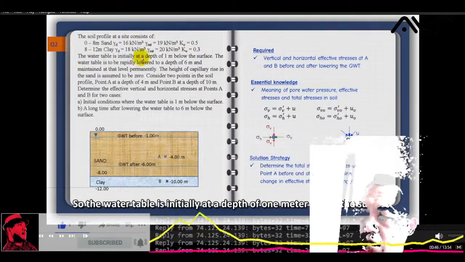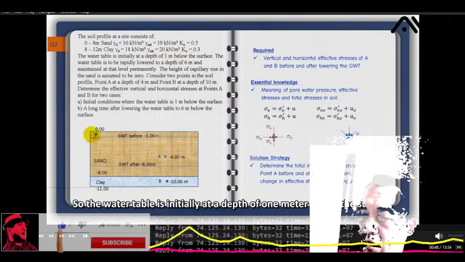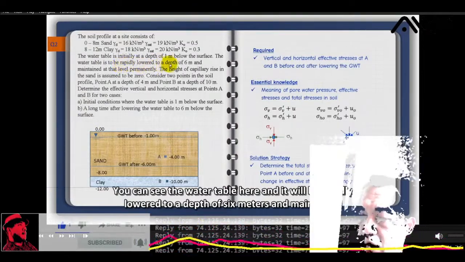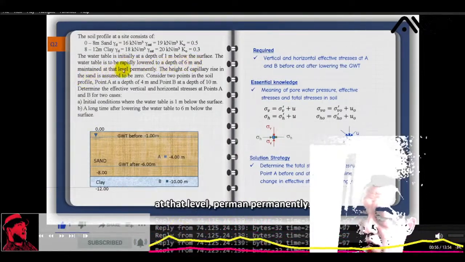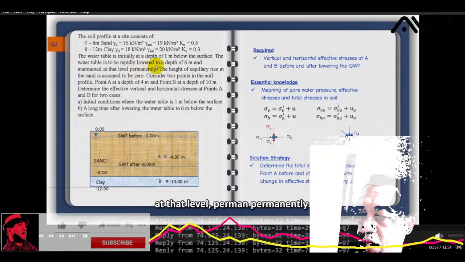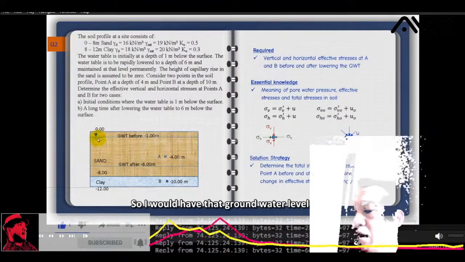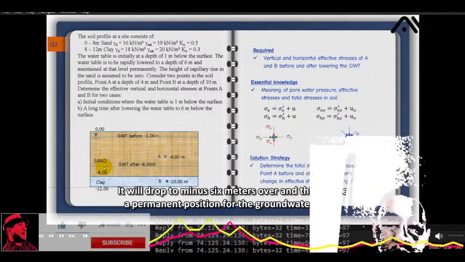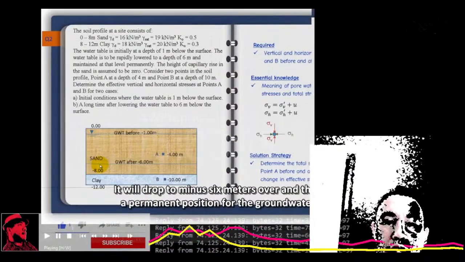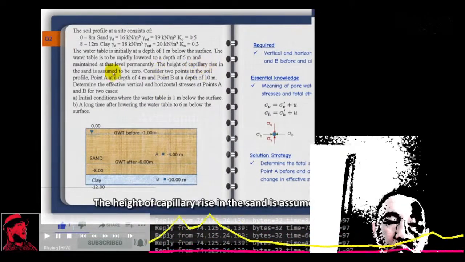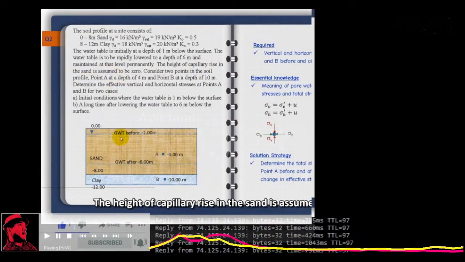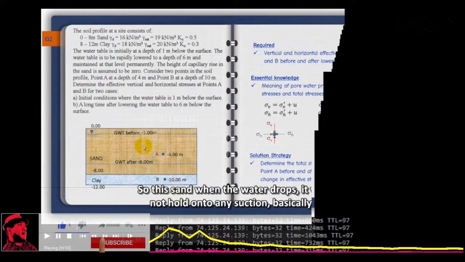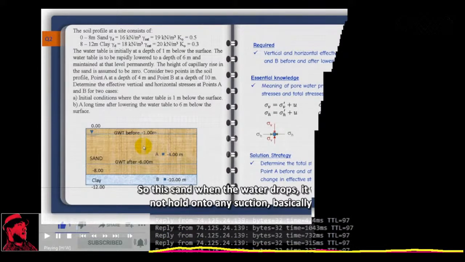The water table is initially at a depth of 1 meter below the surface. You can see the water table here, and it will be rapidly lowered to a depth of 6 meters and maintained at that level permanently. So I would have the groundwater level here. It will drop to -6 meters, and this will be a permanent position for the groundwater table. The height of capillary rise in the sand is assumed to be 0. So this sand, when the water drops, will not hold onto any suction, basically.